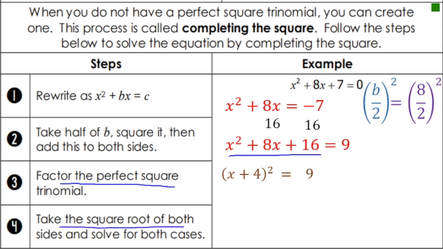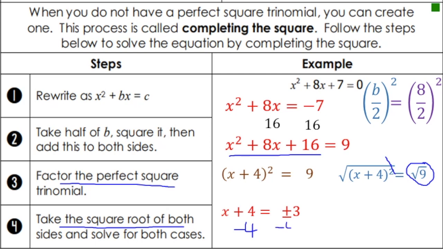Now continue with the square root method. Okay, how do we get rid of the square? We square root. There we go. That cancels out. And then what's the square root of 9? That's a perfect square. We end up with positive and negative 3. Keep solving for x by subtracting 4 from both sides. So we rewrite this as x equals negative 4 positive or negative 3.